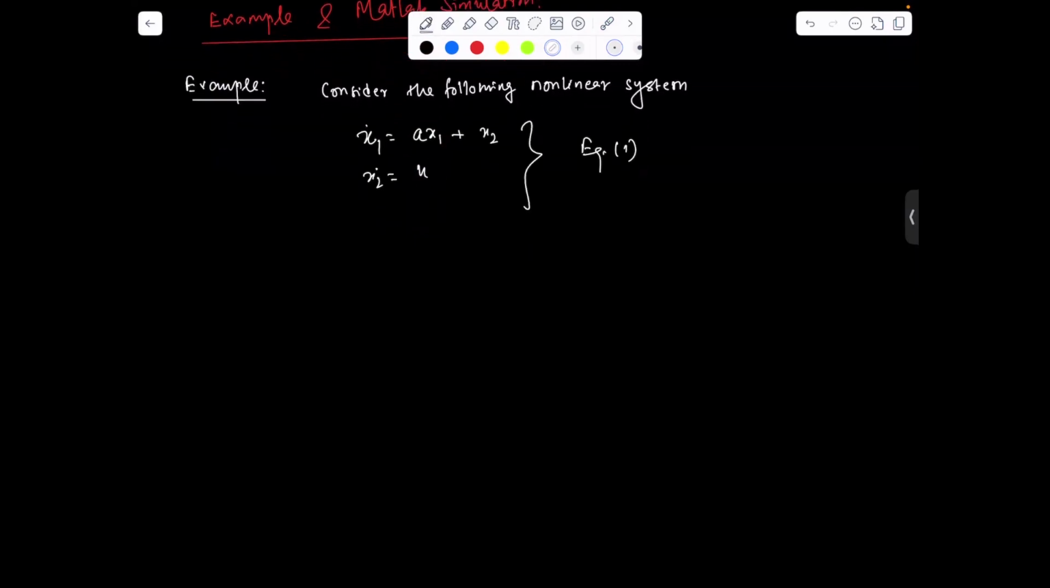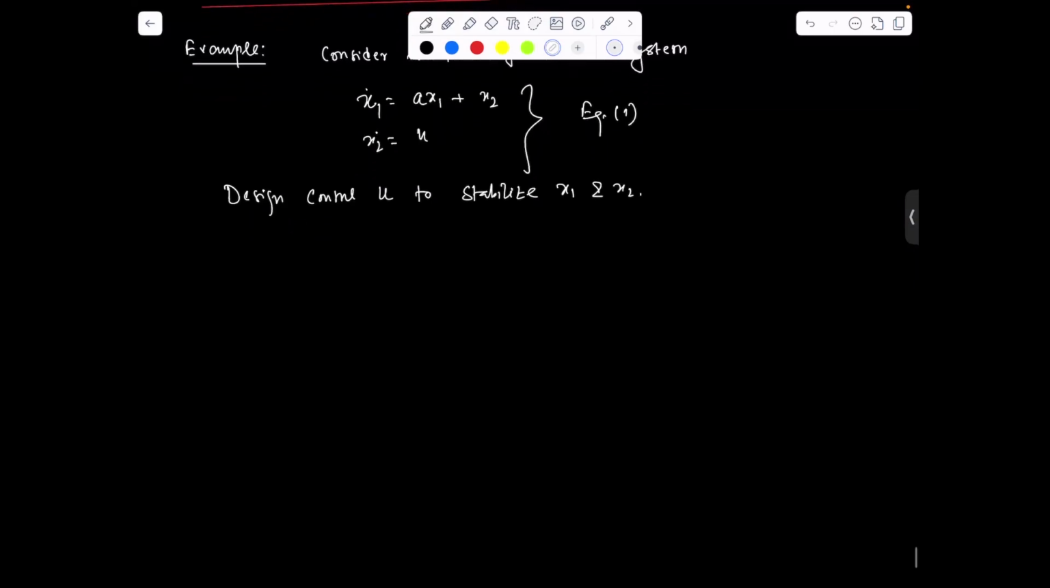And the question is: design the control u to stabilize x1 and x2. Here there is no desired state to be tracked. Simply, we'll design the control to stabilize x2, and x2 is going to control x1. So we'll start the problem.